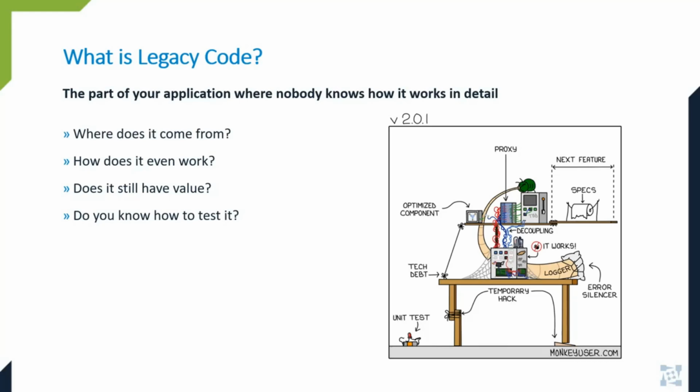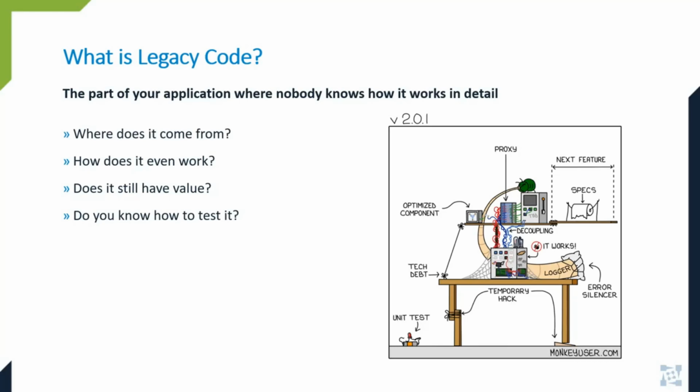So the definition that I like to use, and the definition that I want to use today, is this one. It's the part of your application where detailed understanding of the code has been lost. So either the person who wrote it isn't in the organization anymore, or they aren't on your team anymore, or maybe they've forgotten how it works. Whatever the reason, we're going to refer to legacy code as legacy because it's existing functionality where nobody is really comfortable making changes.